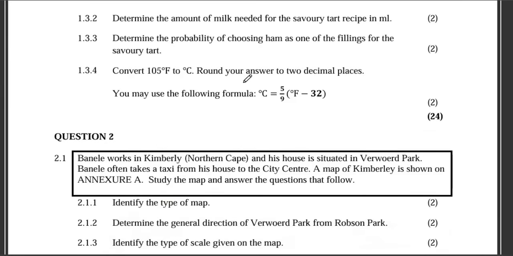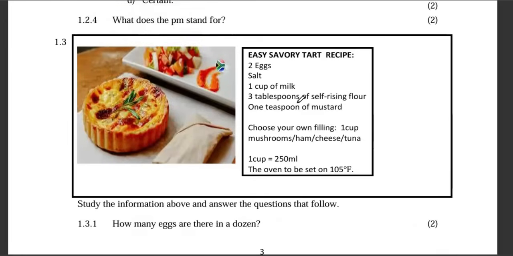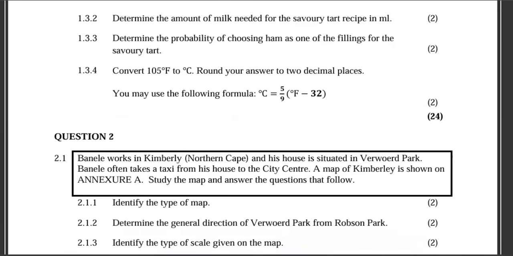Question number 1.3.2. Determine the amount of milk needed for the savoury tart recipe in milliliters. Yes. Here we are. 1 cup of milk. And they have told us already, if you have 1 cup, you have the equivalence of 250. So the answer here becomes 1 cup times 250, and the answer becomes 250 mL.